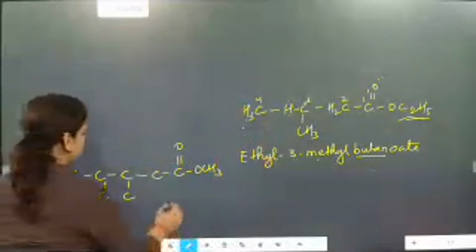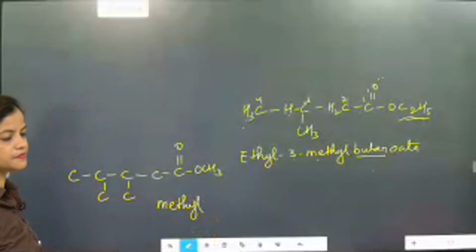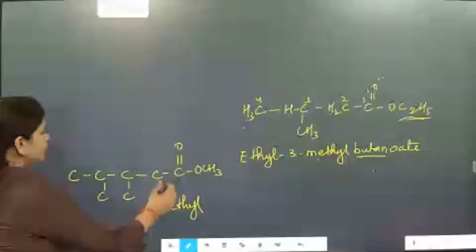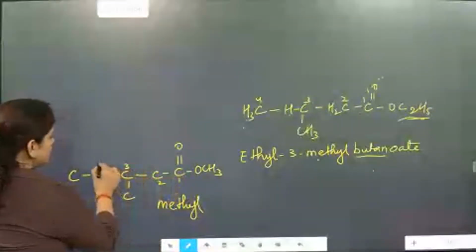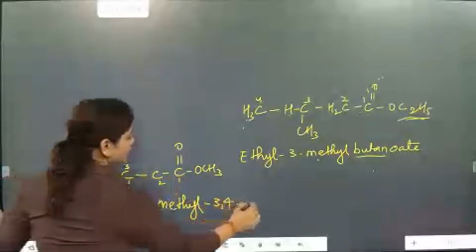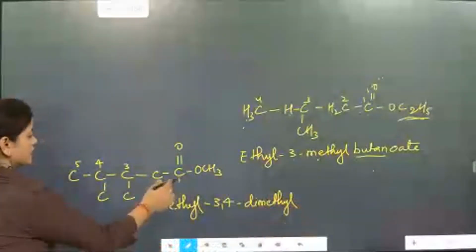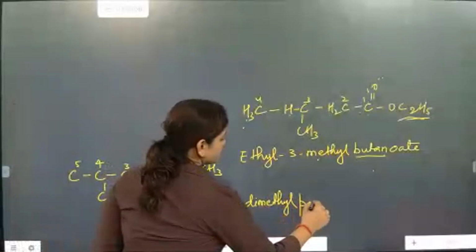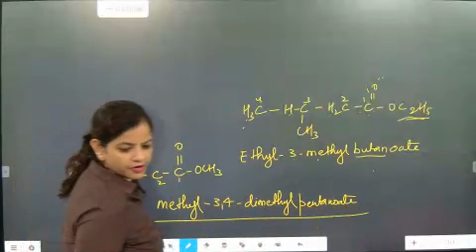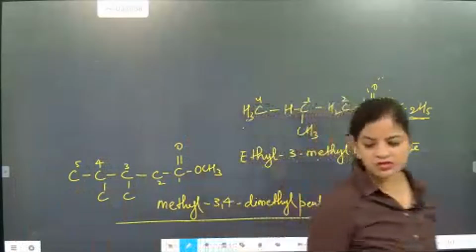Methyl, very good. Methyl, after that, after methyl, come on, come on, try. After methyl, hexanoate. But here 1, 2, 3, 4, 5. So what are you going to say? 3,4 dimethyl pentanoate. Did you get it? Understood. So this is called pentanoate.